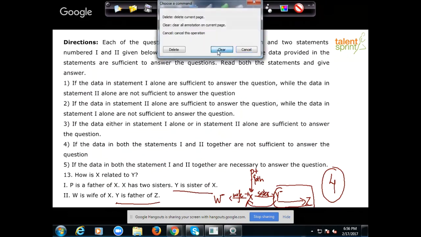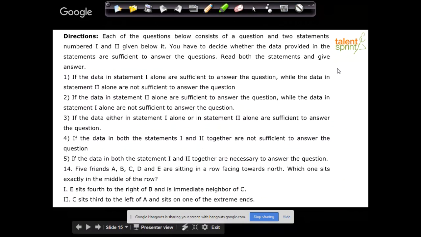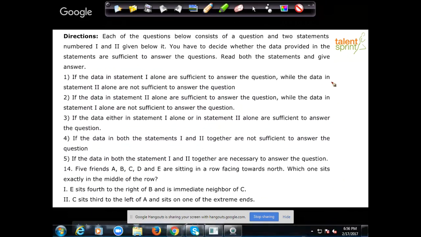And we can move on to the next question once again in data sufficiency. Now, let us look at this question. 5 friends A, B, C, D, E are sitting in a row facing north. So 5 friends, 1, 2, 3, 4, 5. They are facing the north.